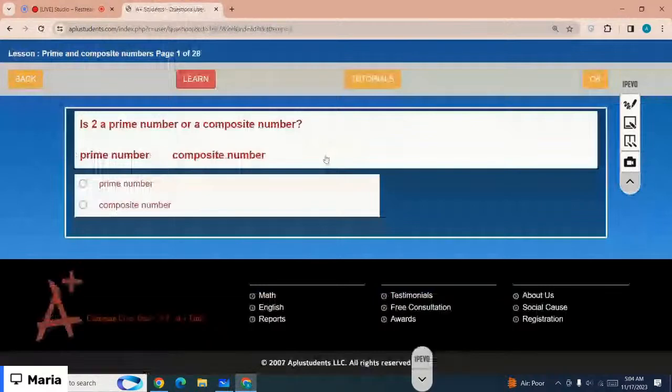Okay, is 2 a prime number or composite number? Which is the correct option? Yes, 2 is a prime number. The correct option is yes, because 2 times 1 is 2. You don't have any other two numbers that when multiplied make 2, right? So 2 is a prime number.